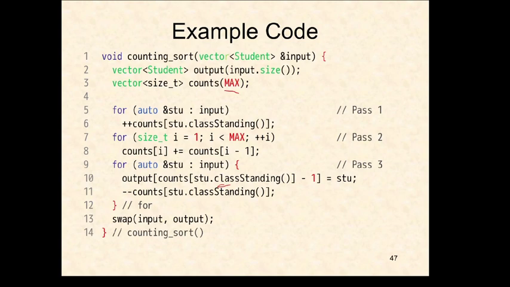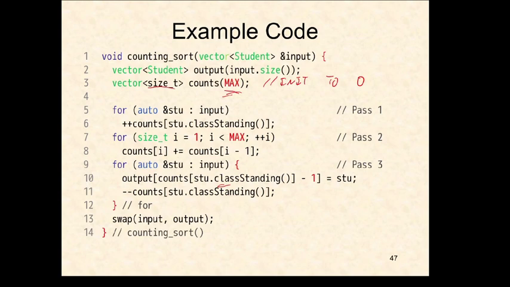I'm going to do this because I've got to copy stuff from the input to the output vector. So I've got my vector of student objects for the output, and I've got a vector of counts. I made it a vector of size t. It could have been like unsigned int, doesn't really matter. And I initialized it with the size. When I do this, they all get initialized to 0, because this is the same as declaring the vector and doing a dot resize. It initializes them to their underlying type, which for size t is 0. So we've got a vector of zeros.